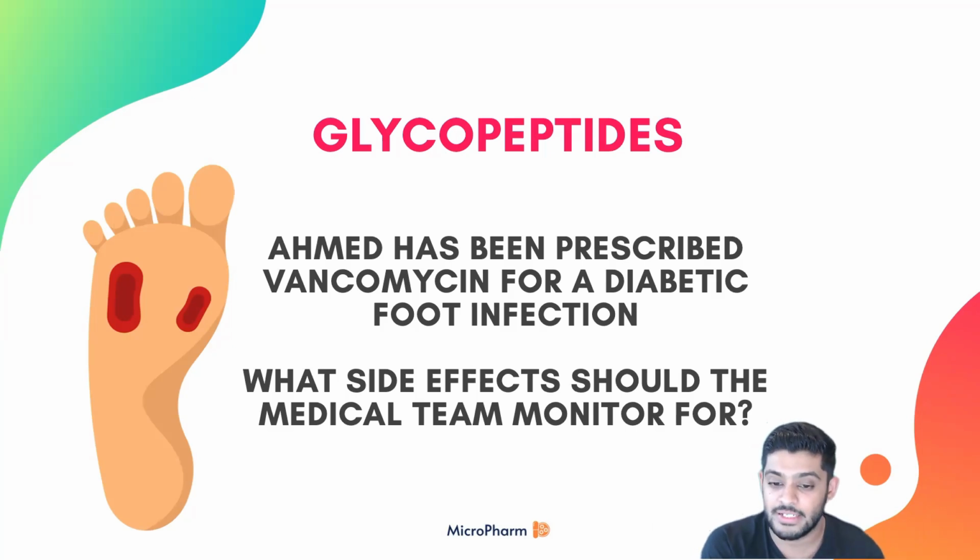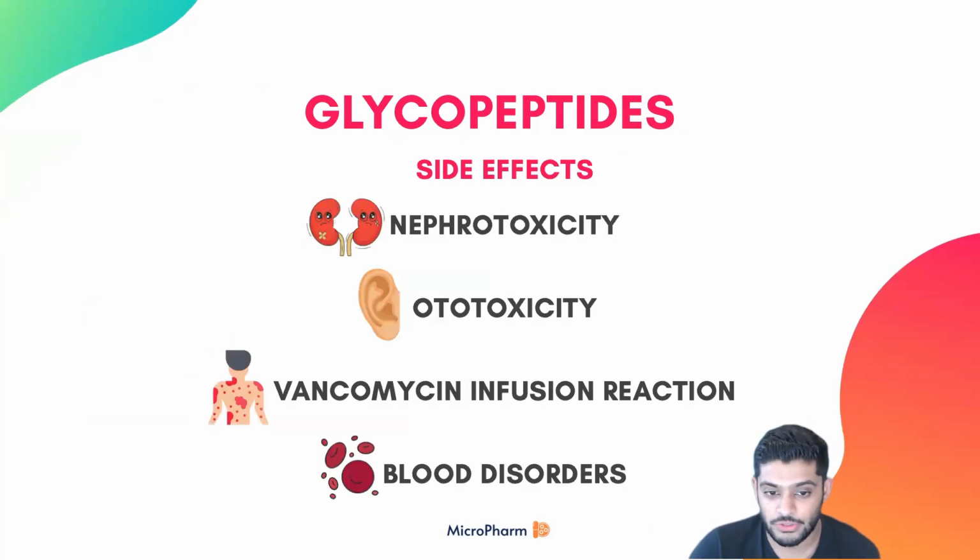It can also cause blood disorders, so it's very important to monitor patients' blood counts. It can cause thrombocytopenia, so a drastic reduction in platelet counts as well. And what other side effects should we be monitoring for? Some we've already mentioned. Nephrotoxicity and ototoxicity as well, absolutely. So nephrotoxicity, ototoxicity, vancomycin infusion reaction, which is also red man syndrome, and blood disorders. It can drop platelet counts.